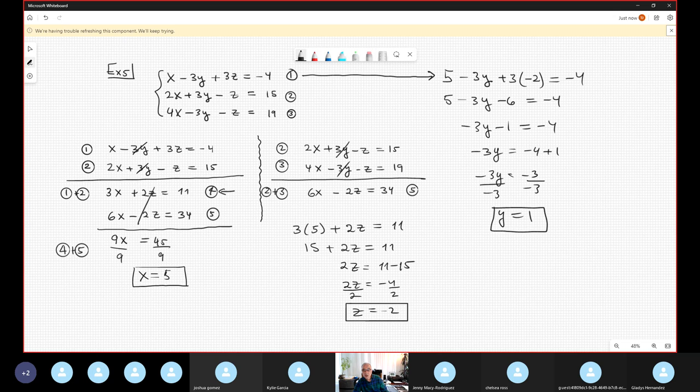Now, what is the solution? A unique solution, obviously. The intersection between these 1, 2, and 3 planes in three-dimensional space has one common point. Get the point, and you write in alphabetical order x, y, z: 5, comma 1, comma negative 2. End of story. Any question?